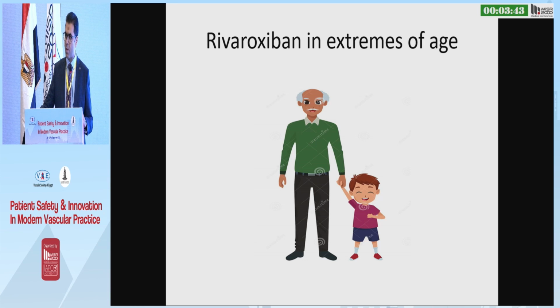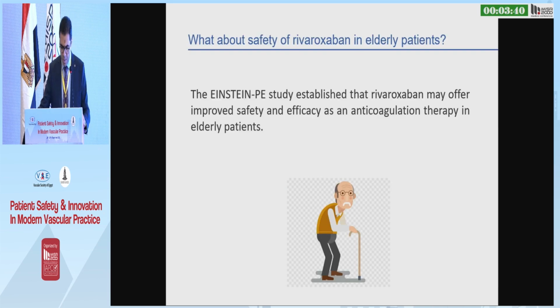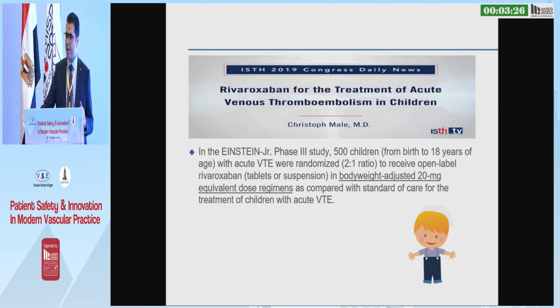What about the use of rivaroxaban in extremes of age? The Einstein study established that rivaroxaban may offer improved safety and efficacy as an anticoagulation therapy in elderly patients. But what about the use of rivaroxaban in children? The Einstein Junior study studied the use of rivaroxaban in over 500 children from birth to 18 years old with acute DVT. And they received either tablets or suspension. And the suspension was in a body weight adjusted dose.